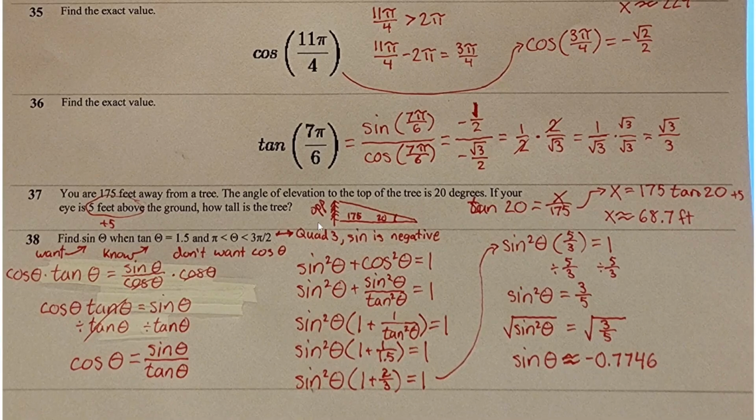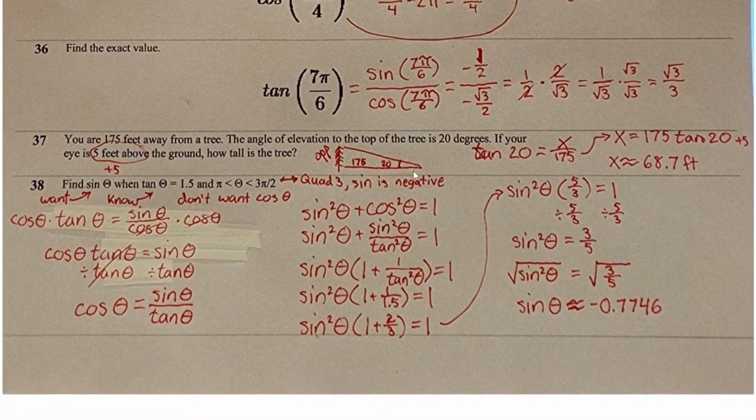And so, making this into a triangle, I know the distance, and I want to know this opposite side, how tall the tree is. Well, opposite and adjacent, that's tangent. So tangent of 20 is going to be equal to this unknown opposite side over adjacent. That's the one that I know. Multiply both sides by 175. I went ahead and included this plus 5 in here. Technically, I should have included it in this original equation too. Whatever. And I get 68.7 feet if you include that plus 5 there.